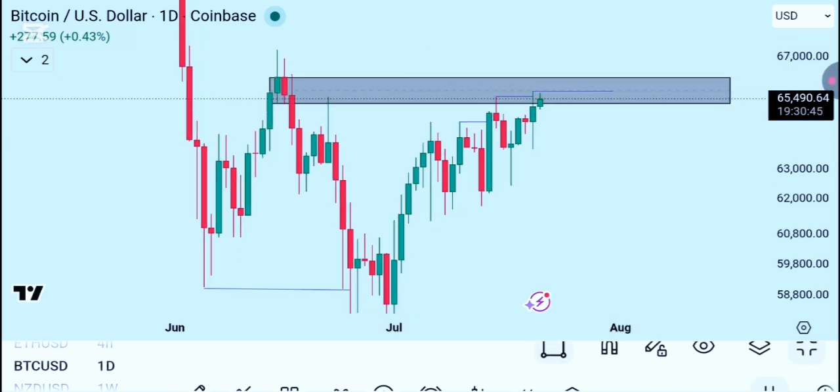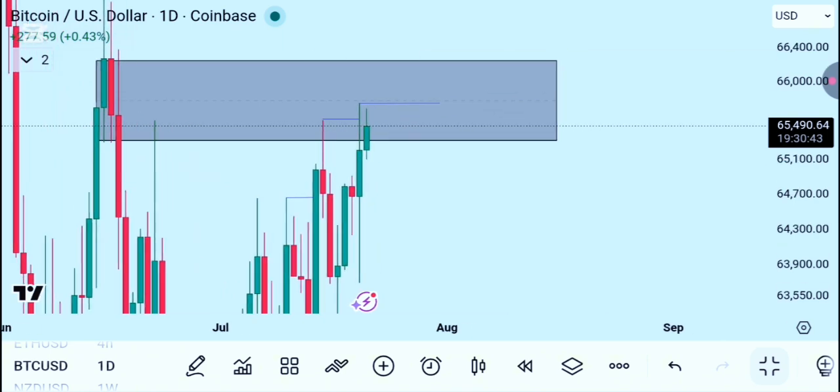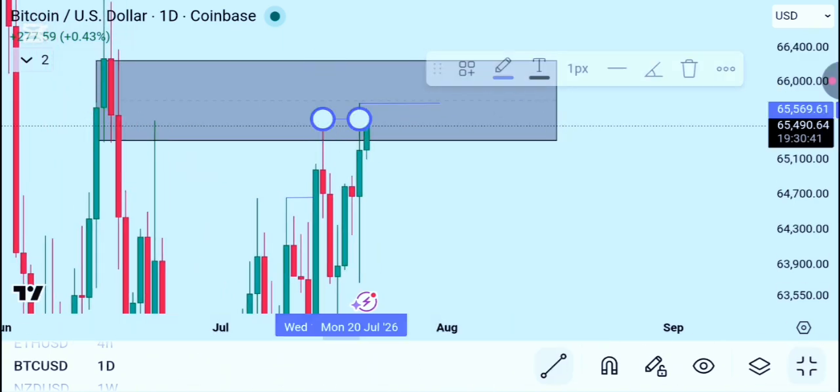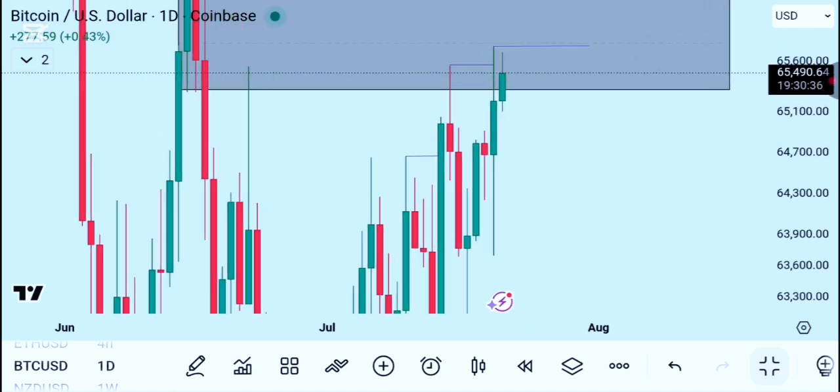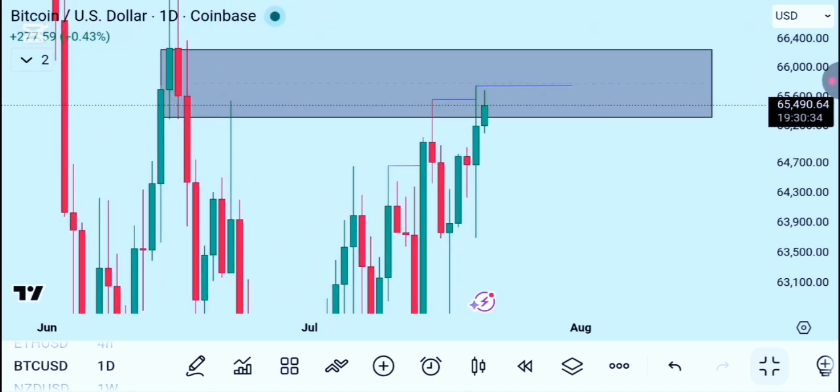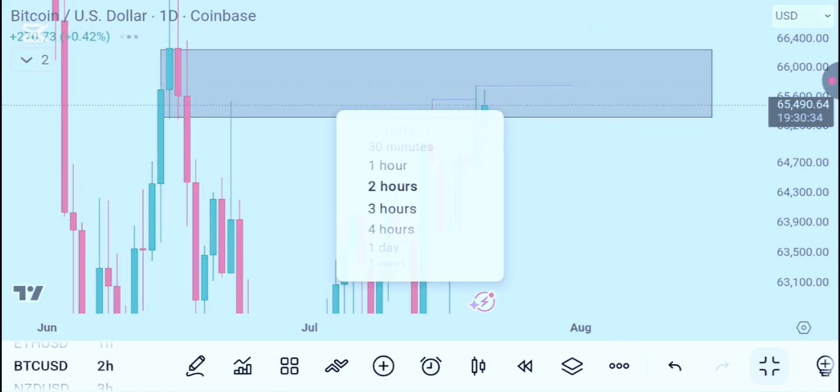Price has also given us internal structures like this break of structure and this other break of structure right here, this little one inside here. So I'm just expecting to see price take out liquidity on this zone, then take out liquidity on that particular zone, then, okay, let's go to the 4-hour time frame.